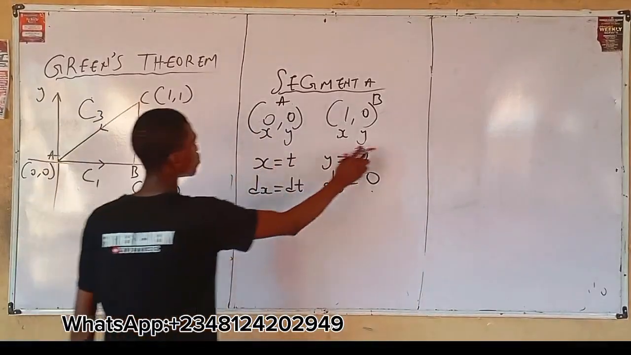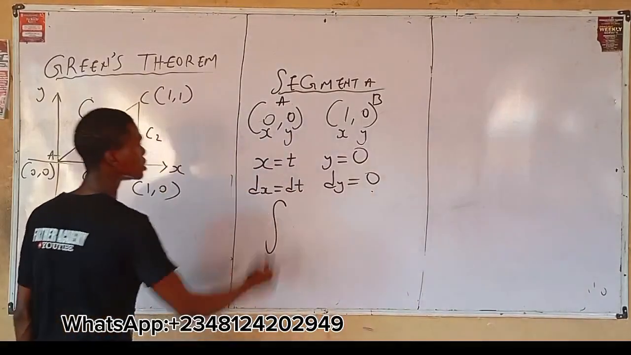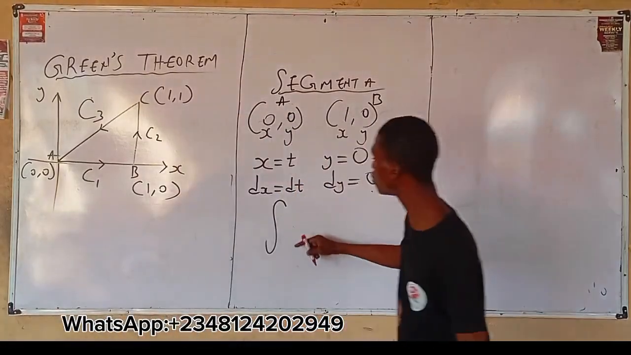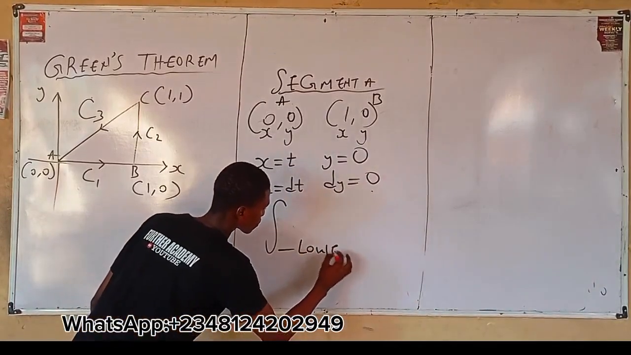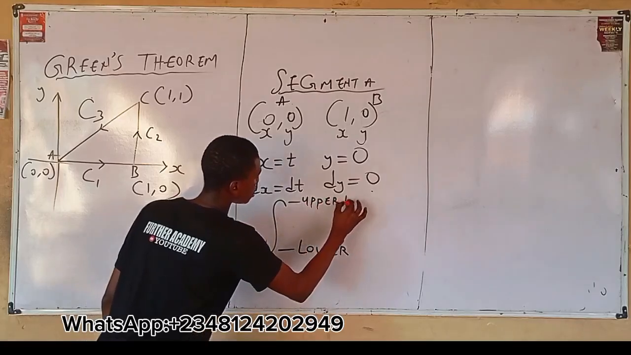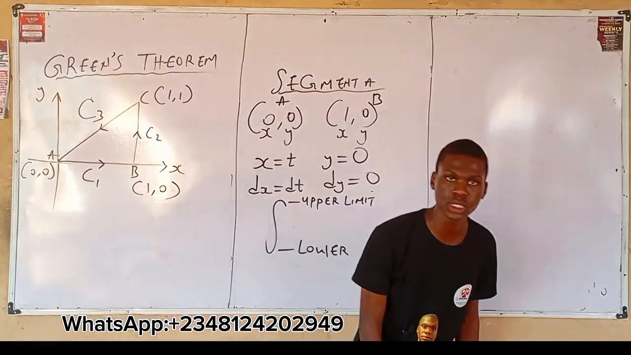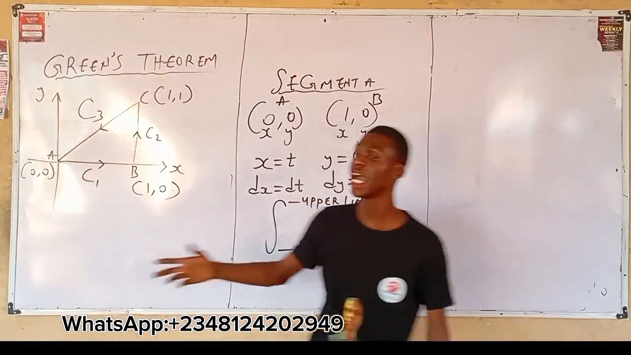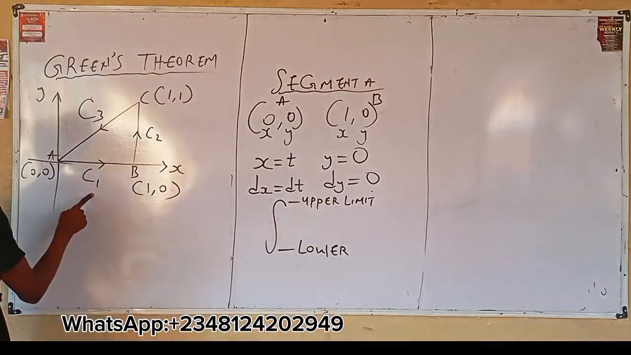This is my x, this is y, this is the x, and this is the t. Now, how do we get this limit? How do we know the lower limit and the upper limit? How it works is that your lower limit is your starting point, while your upper limit is the ending point. Now, come back to this line, which is C1.